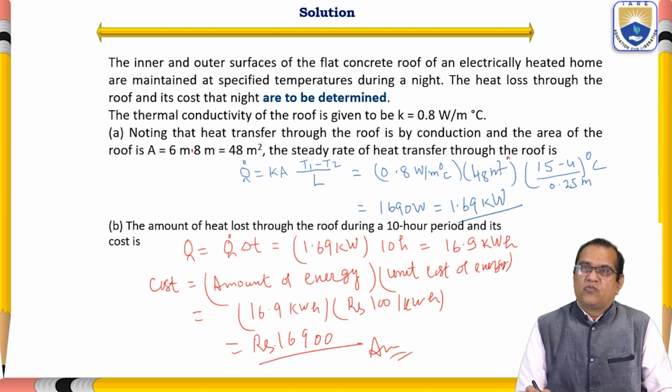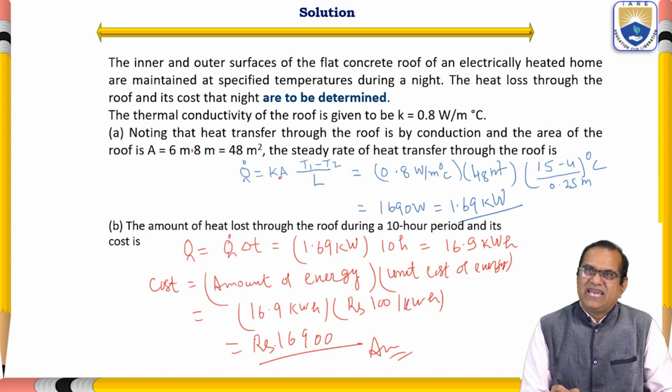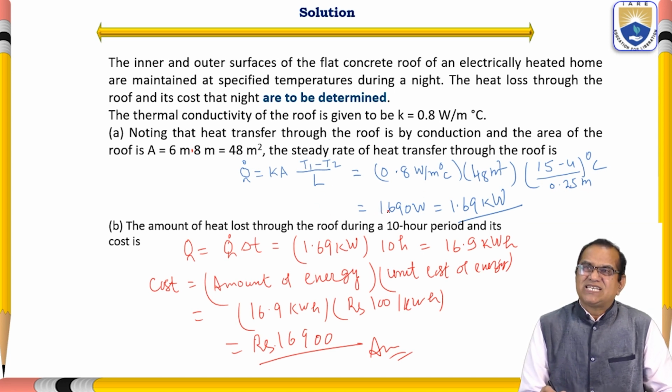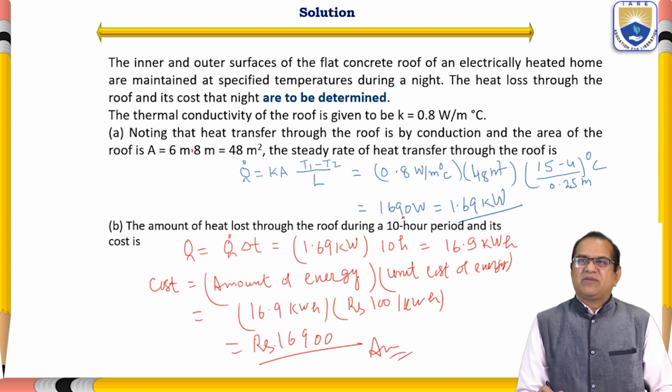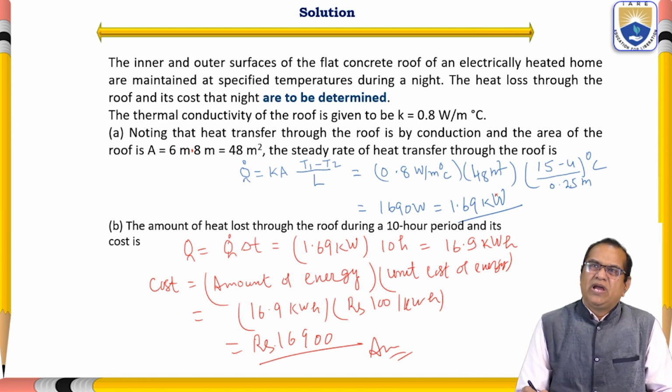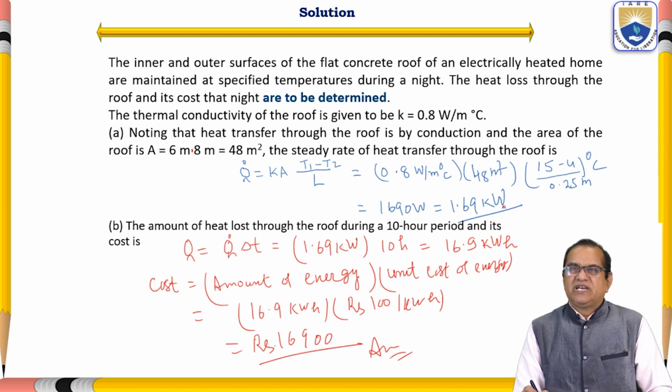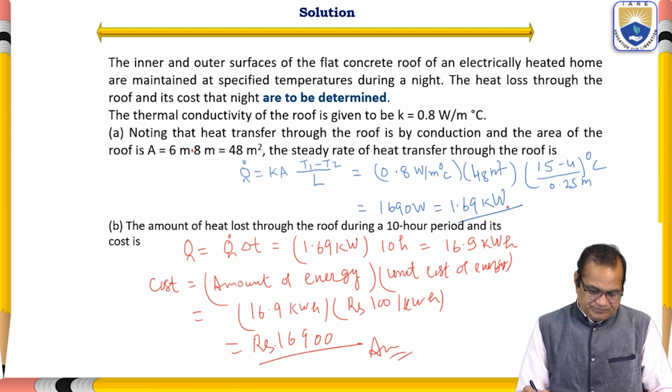The steady state rate of heat transfer through the roof is equal to minus kA (T1 minus T2) by L. So k is given as 0.8, area is 48 meter square, and here 15 from the inside and minus 4 outside, divided by 0.25 meter. So you will get 1690 watt. This divided by 1000 is 1.69 kilowatt. So this much heat is to be transferred.